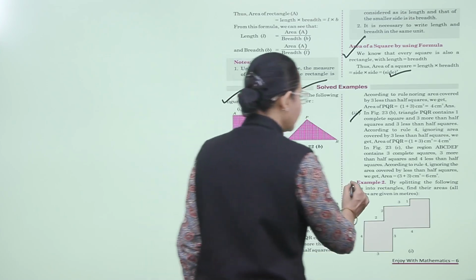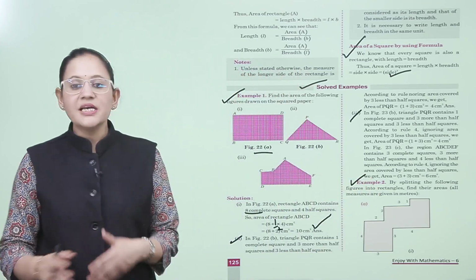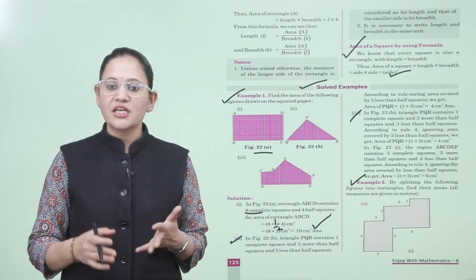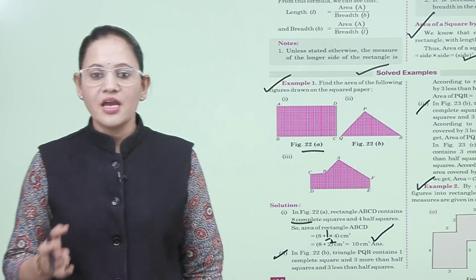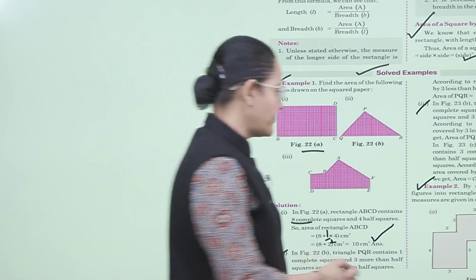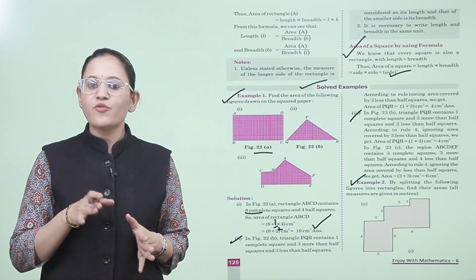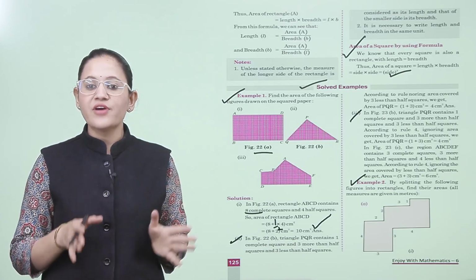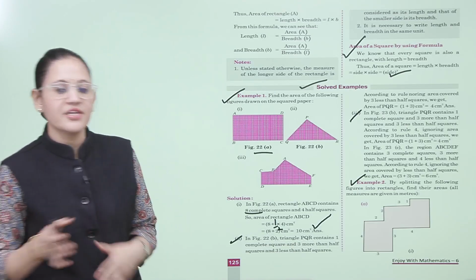Now, we will take example 2. By splitting the following figure into rectangles, find the area, and all the measurements are given here. So, in this question, we have to split the following figure into rectangles and find their areas. All measures are given in meters.